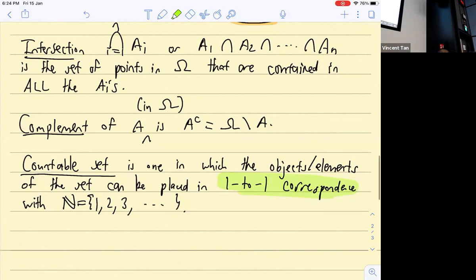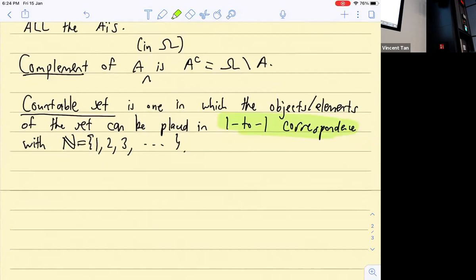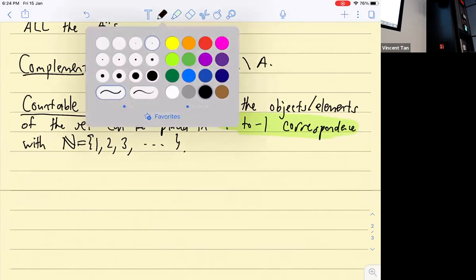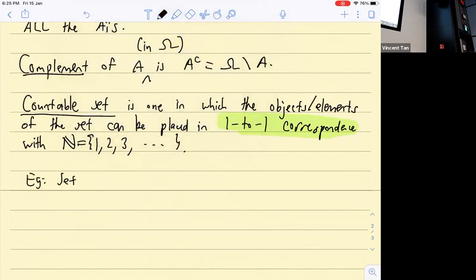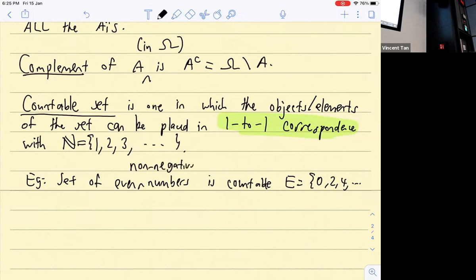Let me give you some examples. Probably you know that, for example, the set of even numbers is countable. A set of even numbers, let's call it E, is 0, 2, 4, the set of even non-negative numbers. Otherwise, I have to do more work. It's countable.